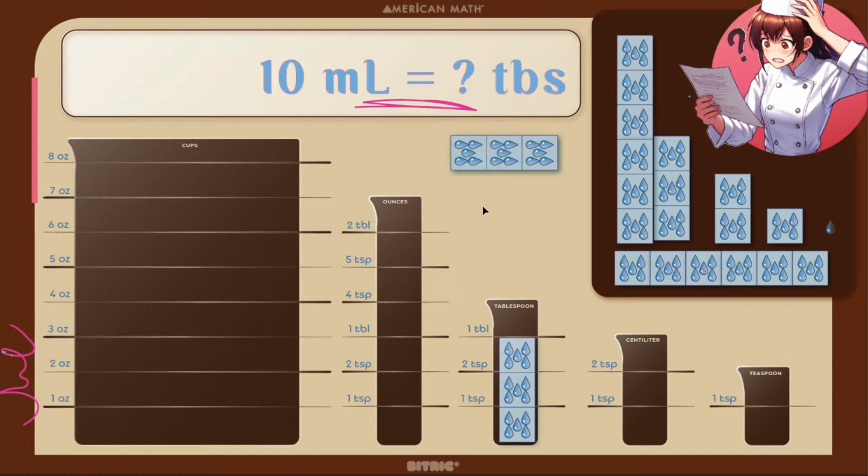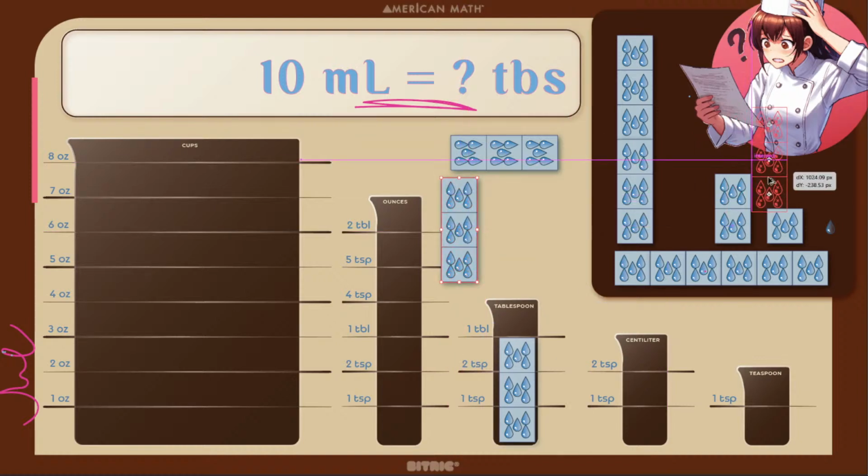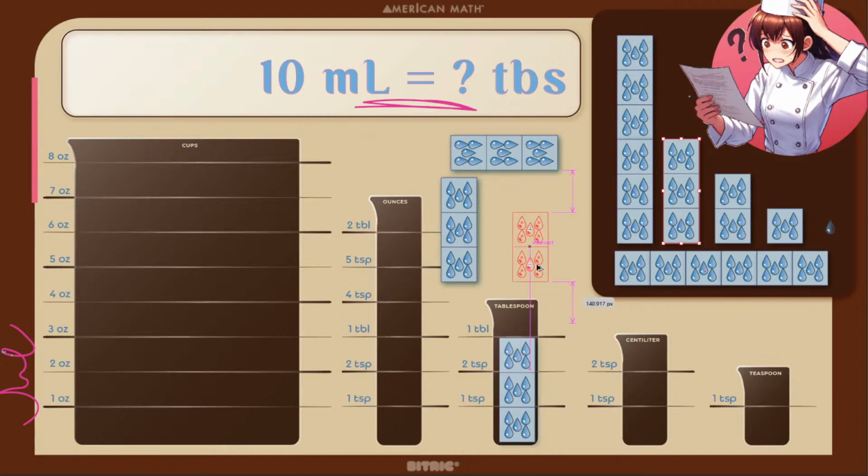Okay, first, let's go back. Boom, we know that there is, what did I say? 15 milliliters in a tablespoon. But here we have 10 milliliters. So 10 milliliters is 2 teaspoons, because 2 teaspoons hold 5. So if we drag out a tablespoon, just for comparison, then we'll drag out a centiliter, because a centiliter holds 10 milliliters. How much of a tablespoon would that be?